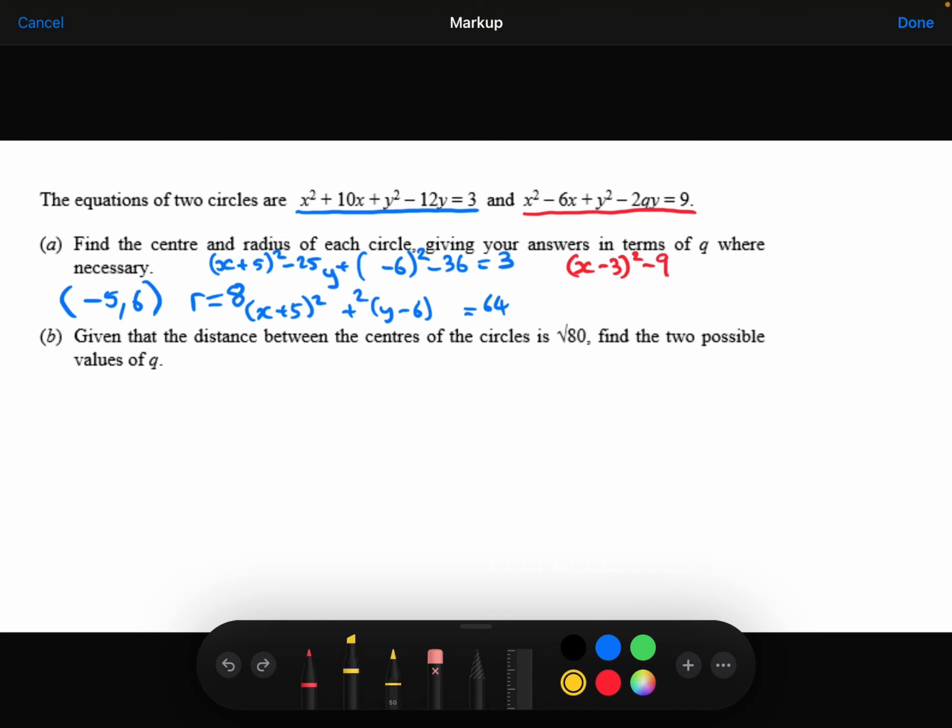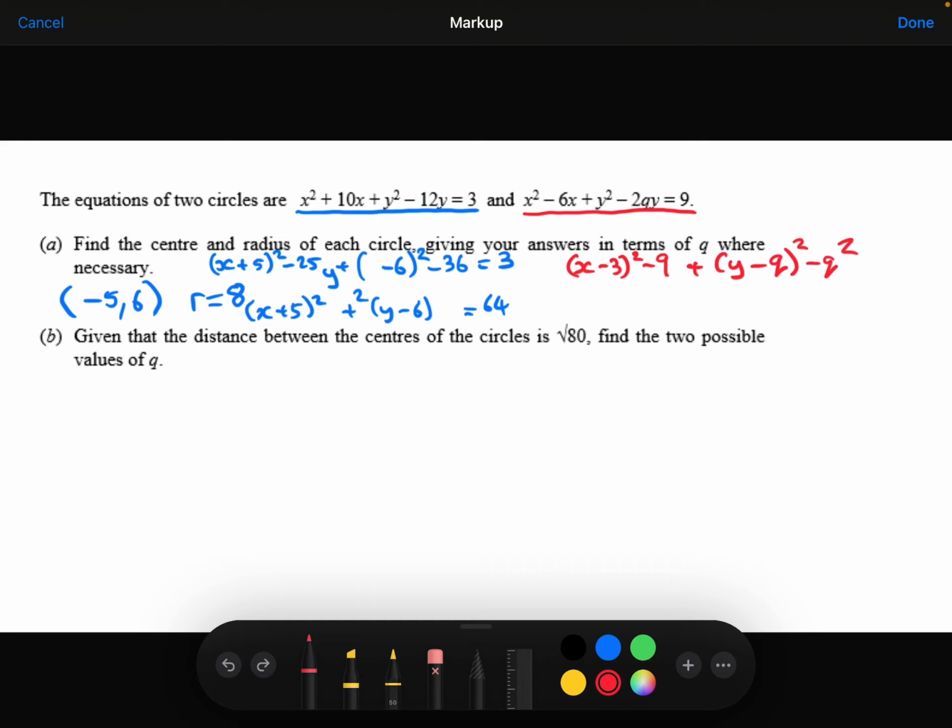Same thing with the y's now. We've got the y minus, now we need to half the 2q, which would be q, take away the q squared. So this is the same thing as this, and we know that's got to equal 9.